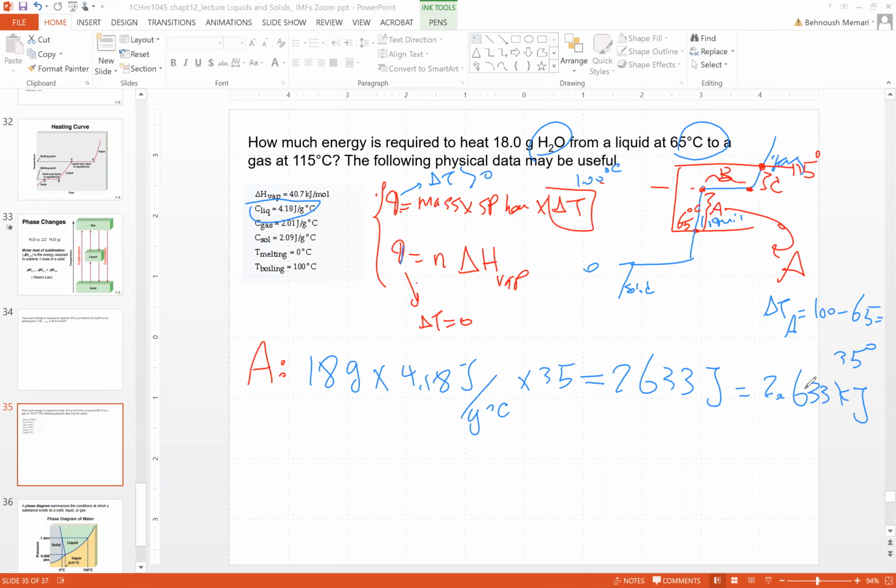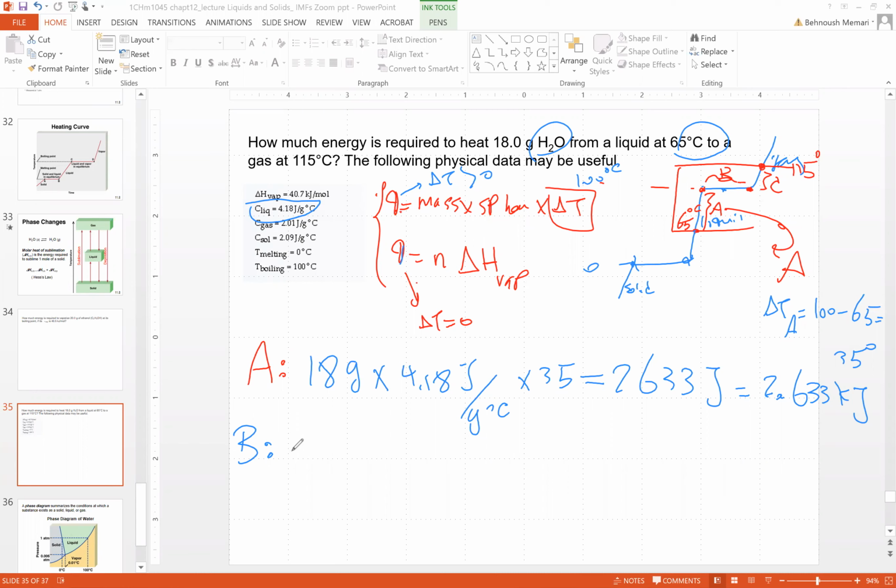Now, for B, is there a change in temperature? For B, there is no change in temperature. It's a flat line for the temperature line. So I have to use n times delta H vaporization. In this area, when vaporization takes place, I have to use delta H vaporization. If we had any changes from solid to liquid, we have to use the delta H of fusion.